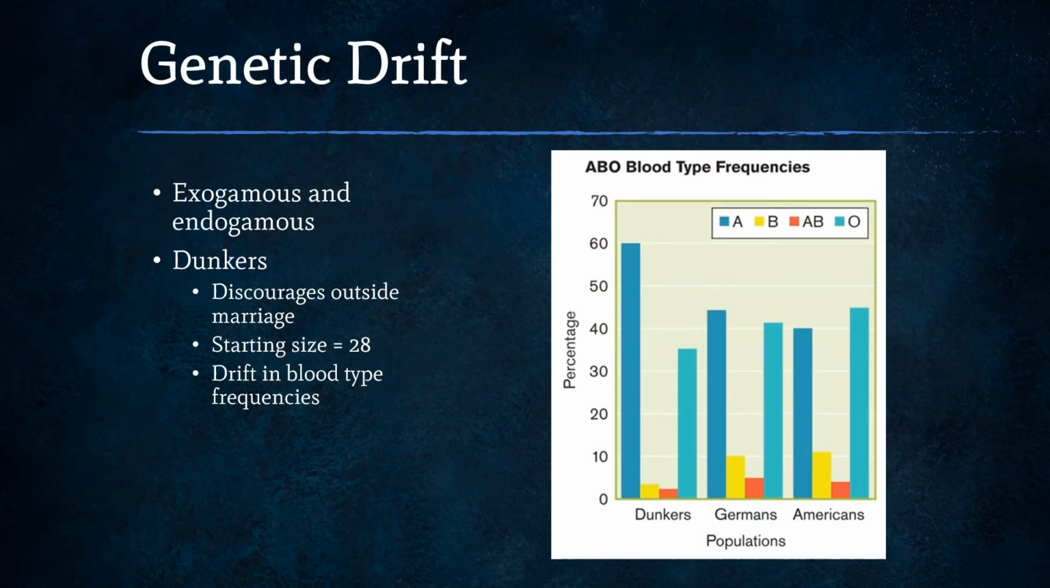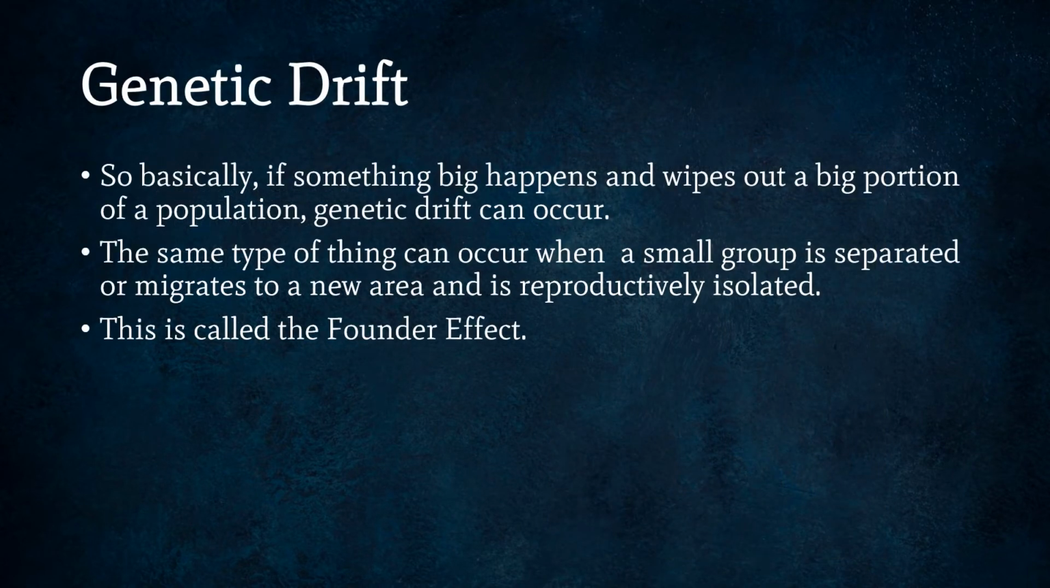Here's another example. In a religious sect in Pennsylvania called the Dunkers, they were a small population size, and their blood type frequency is not representative of the greater population. So basically, if something big happens and wipes out a big portion of a population, genetic drift can occur. Or the same type of thing can occur when a small group is separated or migrates to a new area, and that is reproductively isolated.